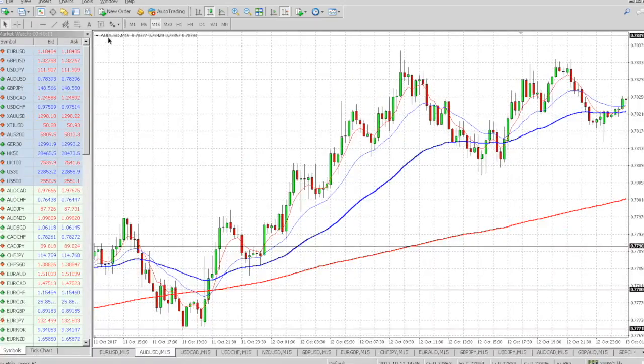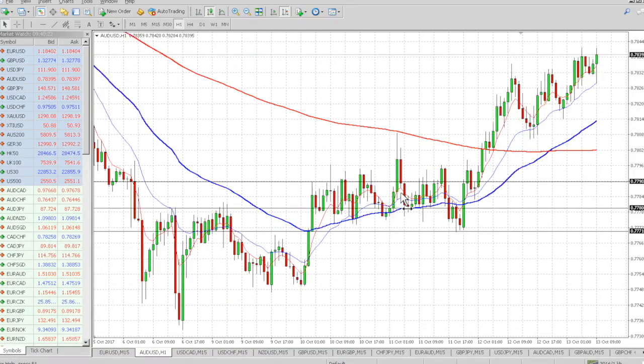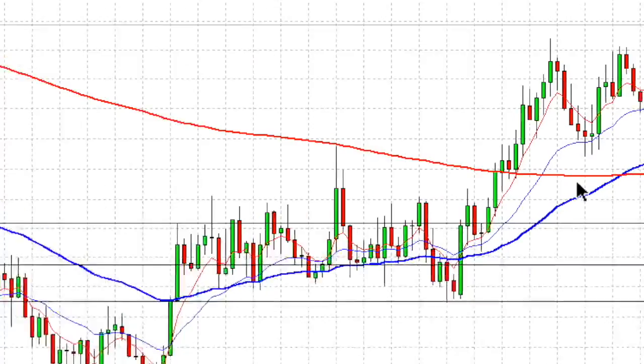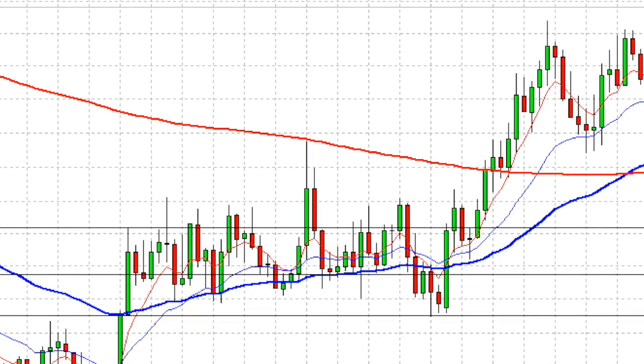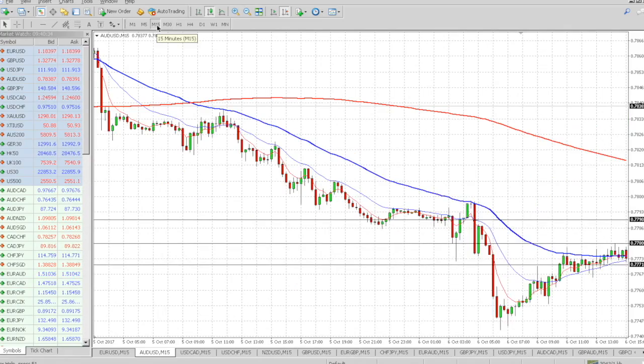So Aussie dollar 15-minute candles are on a clear uptrend. Okay, what do I do next? I quickly check the H1, the hourly candles. Are the hourly candles on an uptrend? And I can see, yes, hourly candles on an uptrend as well. Okay, 6 above 18, 18 above 50, 50 just crossed above 200, clear uptrend. Okay, so I'm ready to take a trade.